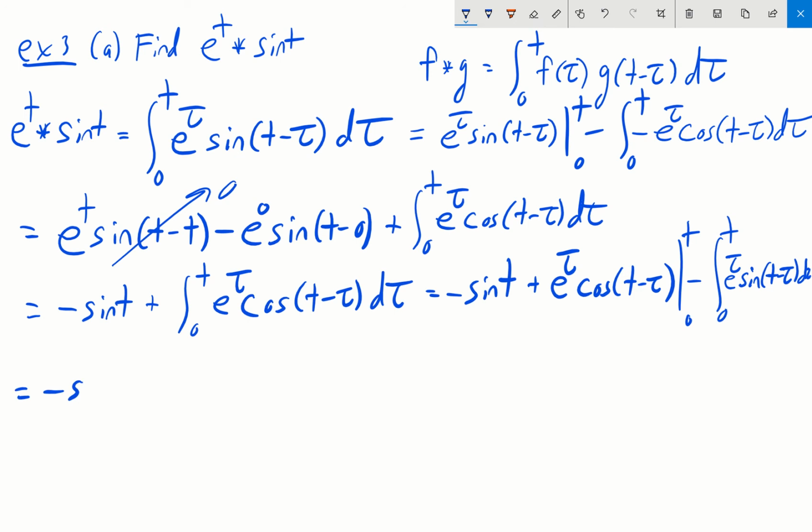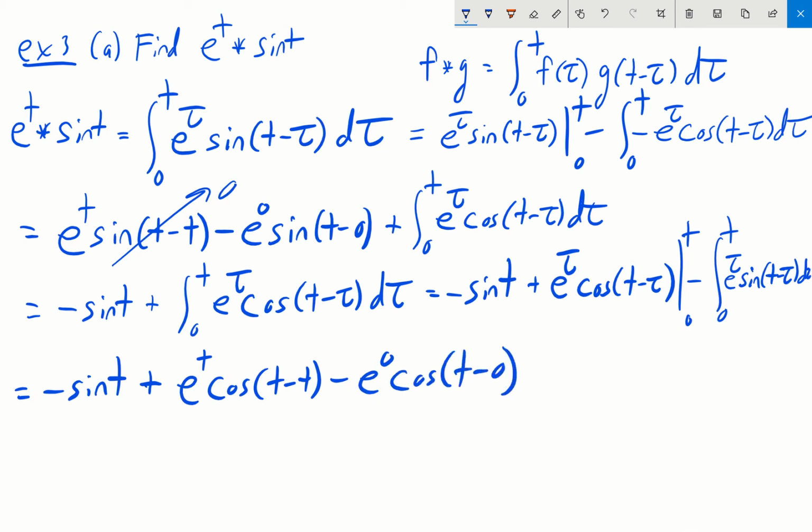This is equal to the negative sine of t plus, over here, we're going to evaluate tau at t. So it's going to give us an e to the t times the cosine of t minus t, minus e to the 0 times the cosine of t minus 0, minus the integral from 0 to t of e to the tau sine of t minus tau d tau.